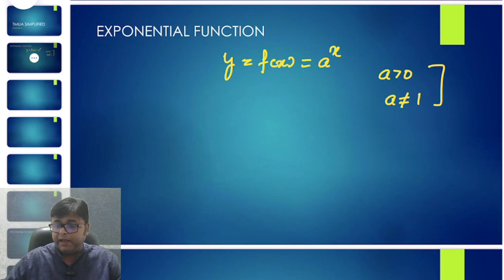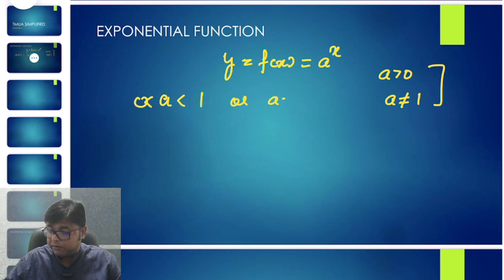So if we look at a, a will either be between 0 and 1, or a will be greater than 1. These are the two cases where we can get an exponential function. Now x is a variable, x can be any real number, right? So I can find the value of a to the power negative, 0 as well as positive.